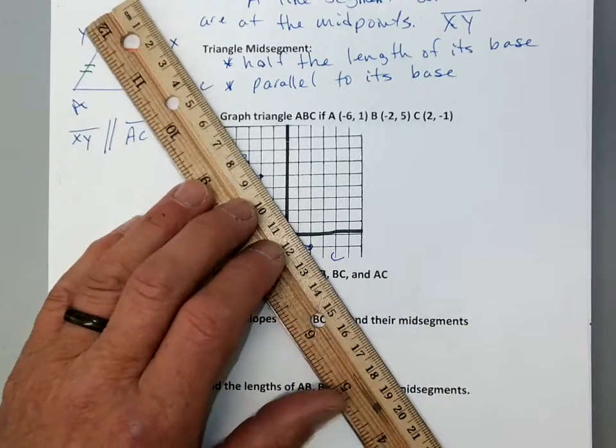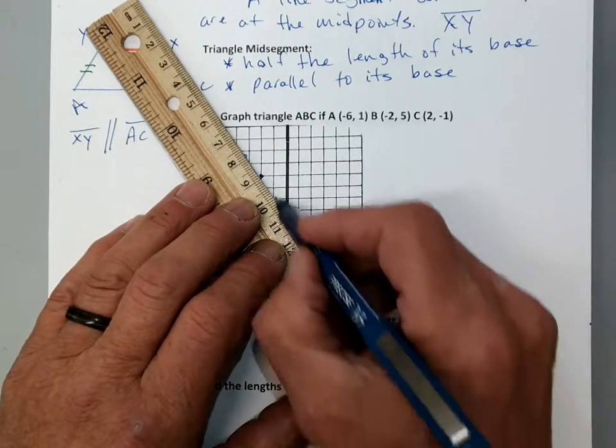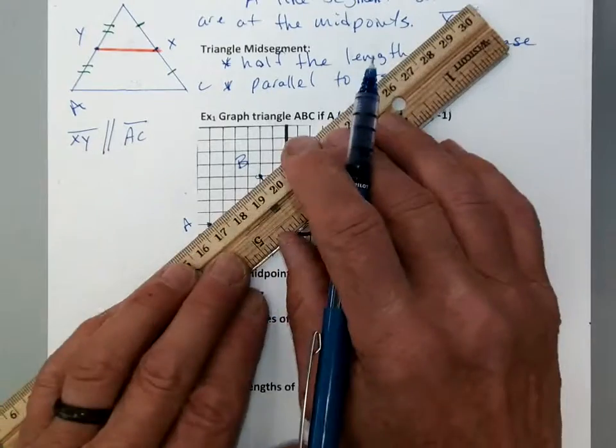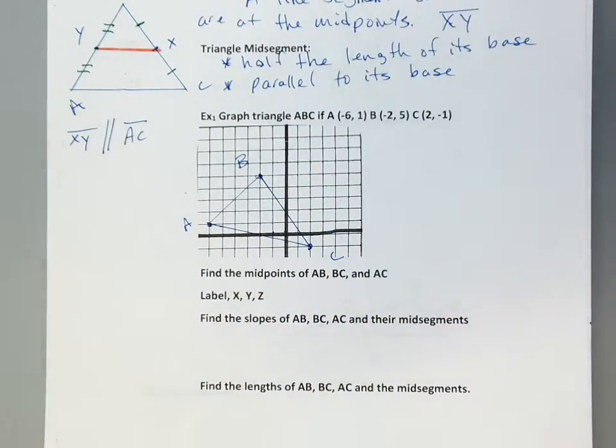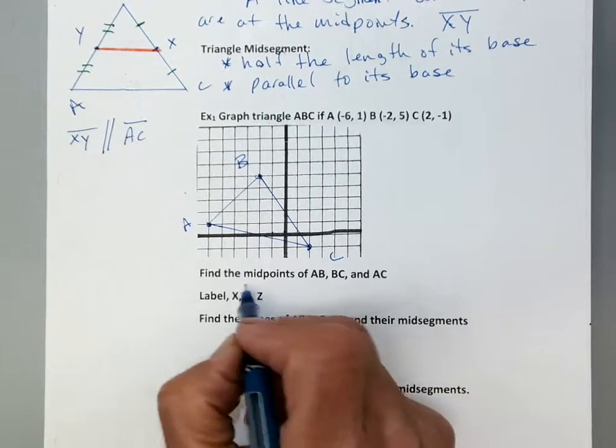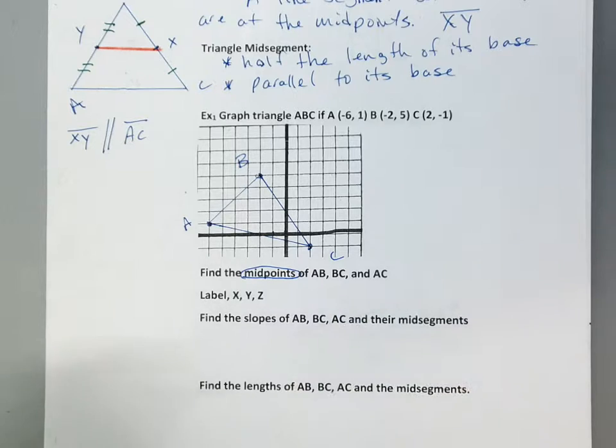Connect my dots. And connect my dots. Okay, there's triangle ABC. So first thing I'm going to do is find the midpoints, because we're looking for mid-segments.